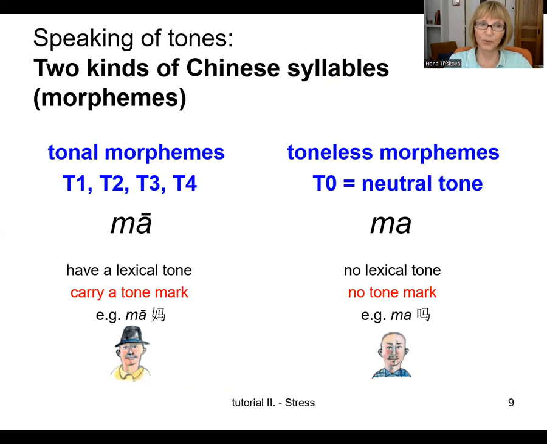There are 2 kinds of Chinese syllables or morphemes. Tonal morphemes, which carry one of the 4 lexical tones. They have a tone mark in a dictionary. And the second group, much smaller, are toneless morphemes. They are pronounced in the neutral tone, and they have no lexical tone, no tone mark in the dictionary.